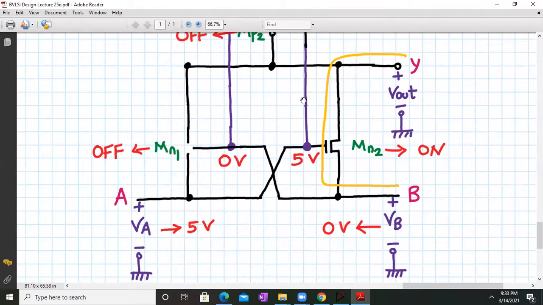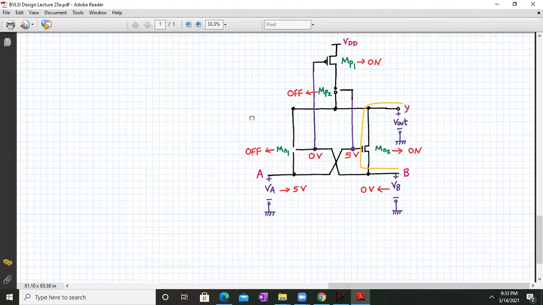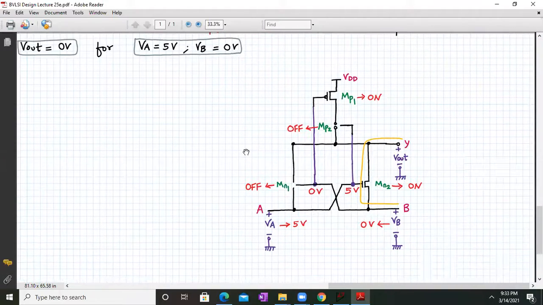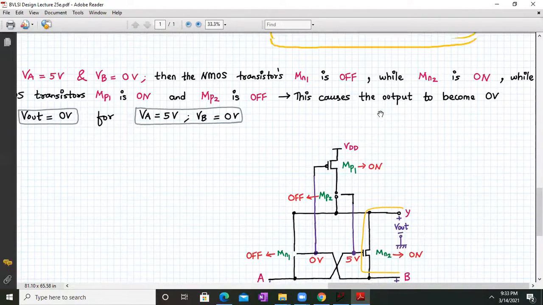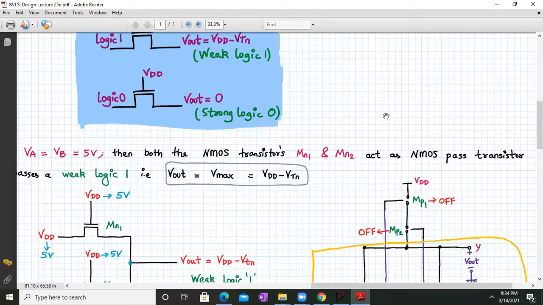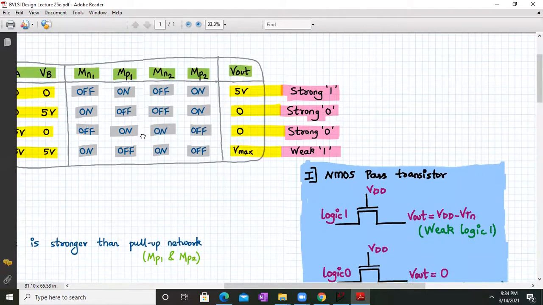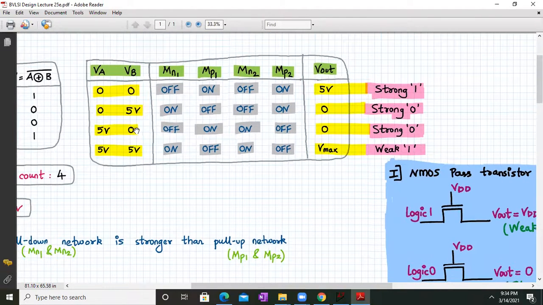Now since MN2 is on, the output will be pulled down towards the ground via this transistor. So here we get a strong logic 0. Here we have MP1 and MN2 on. Let us check that now in the truth table. In this case we have VA as 5 volt, VB as 0 volt, and we have MP1 and MN2 on, and we get a strong logic 0. So only for one case, that is whenever VA and VB are 5 and 5 volt, we are getting the output as a weak one, else we are getting a strong one and a strong 0.